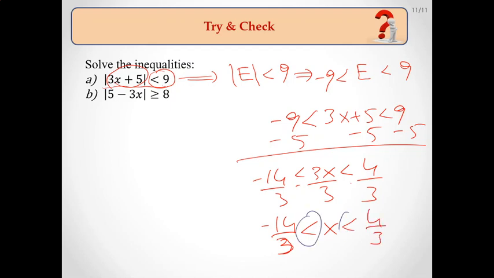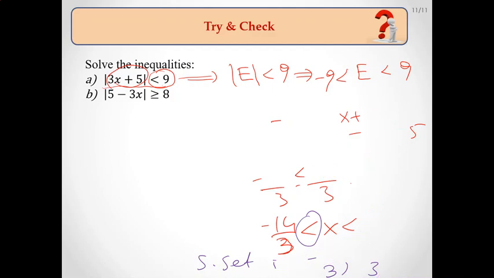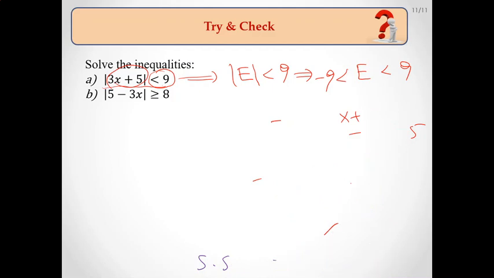So these are strict inequalities. Strict, yeah, there's no equal to case. We write it with parentheses. So the solution set is this one, the open interval. Now for the second inequality, we have this. So we have the bigger than or equal to case.